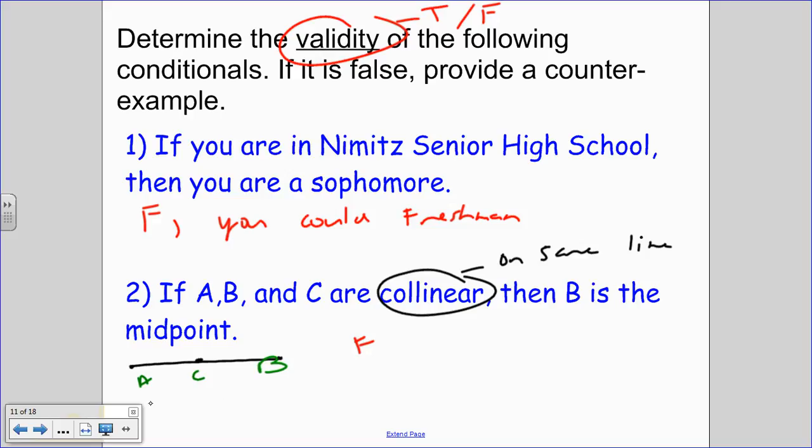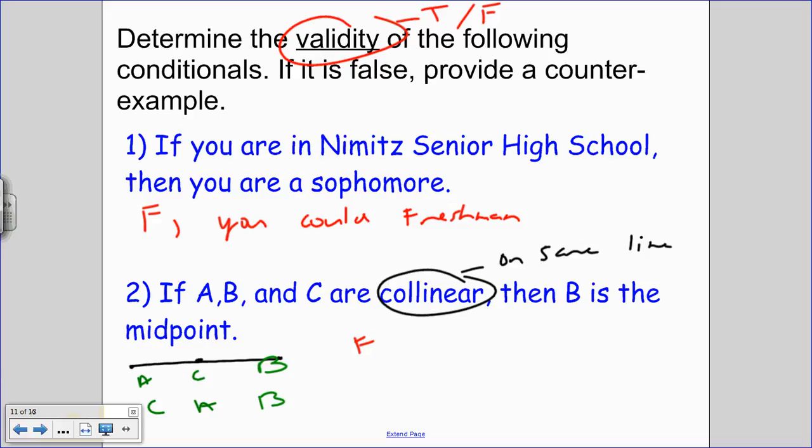I could have it as C, A, B. Those are collinear. But B is not in the middle. So that's 2 perfectly good counterexamples, 2 reasons why that statement is false.